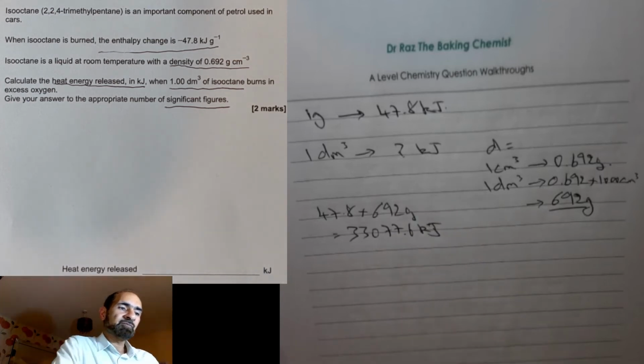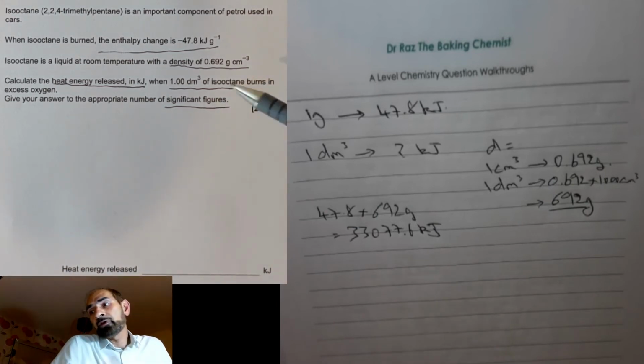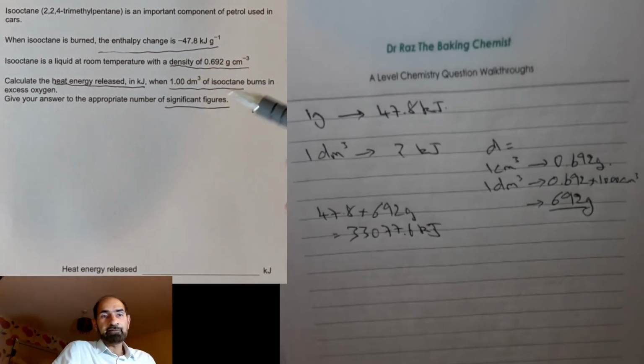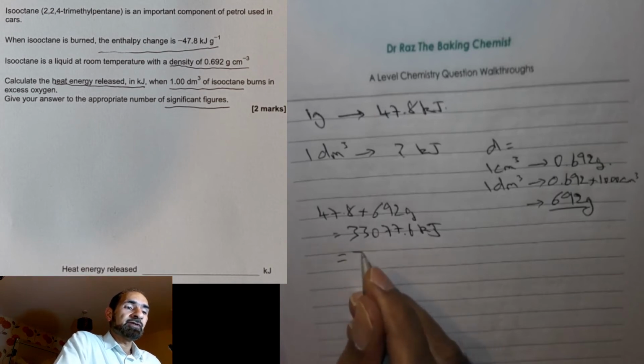Okay, kilojoules, because that's in kilojoules. But remember, it says significant figures, appropriate number of significant figures. What's appropriate? Look at the question. 3 sig fig there, 3 sig fig there, 3 sig fig there, and therefore they want it in 3 sig fig. So the answer would be 3 sig fig is 3, 3.